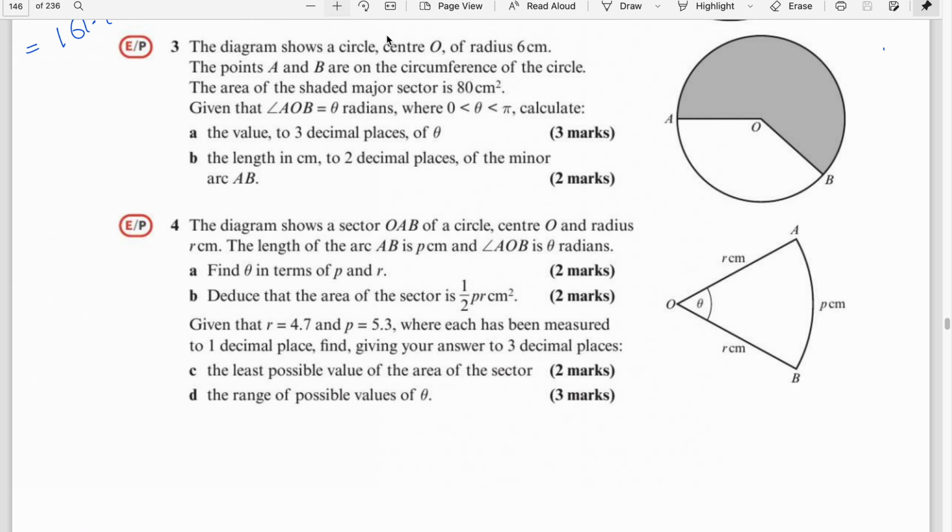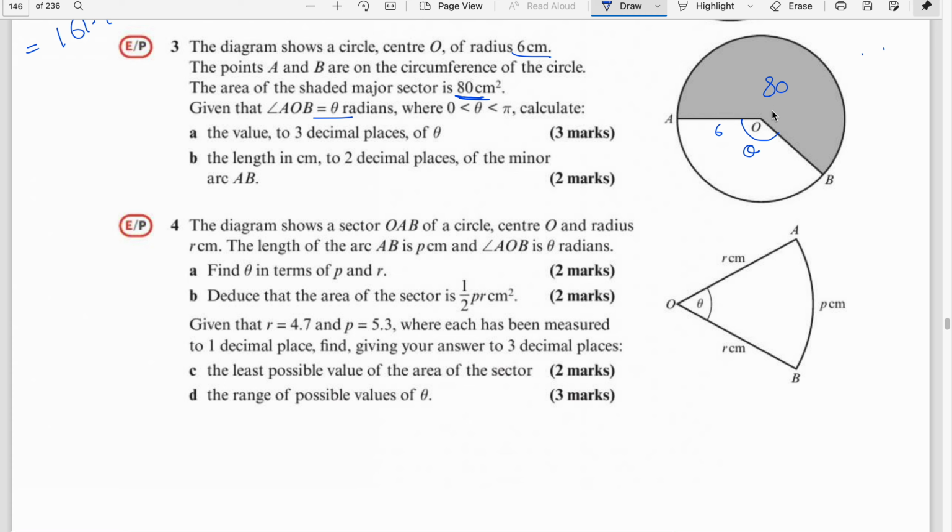Question number 3. The diagram shows the circle center O of radius 6 centimeters. Points A and B on the circumference of the circle. The area of the shaded major sector is 80 centimeters square. Given that AOB equals theta radians, where this is between 0 and pi. So basically this is theta, and the area of this section is 80 centimeters square. Calculate the value of theta to 3 decimal places.